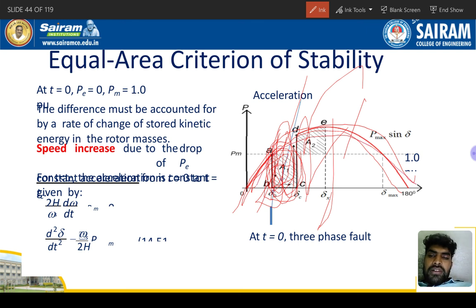The difference must be accounted for by the rate of change of stored kinetic energy in these rotor masses. In the rotor we also get kinetic energy, because if we switch on the power supply, starting power is required, and if we switch off the power supply, suddenly inertia is created. So it affects the rotor mass and the rotor speed also, and that depends.